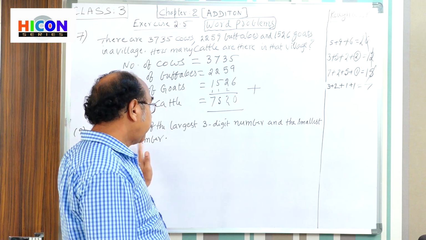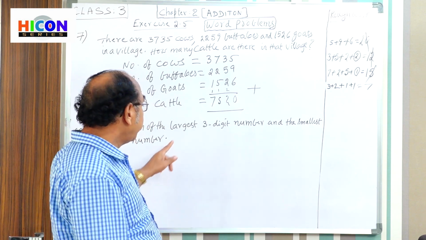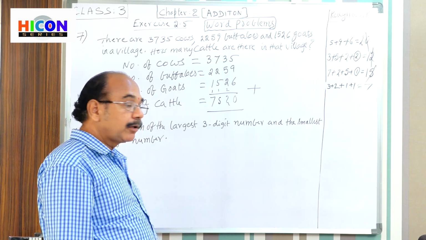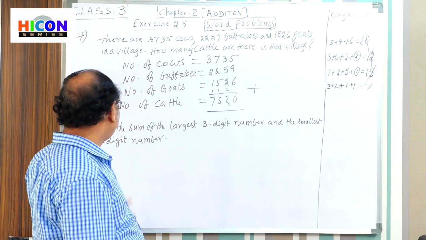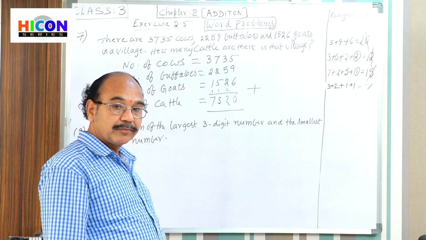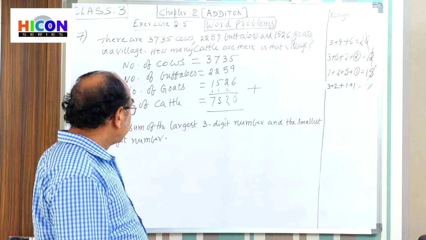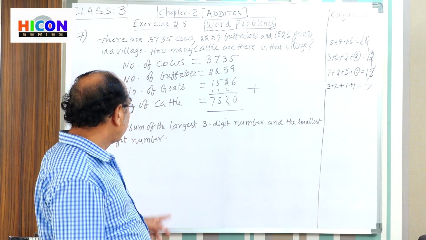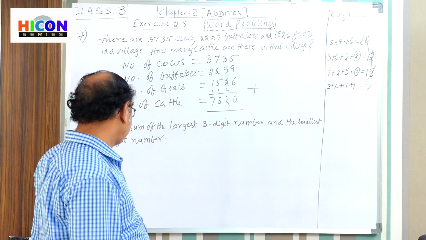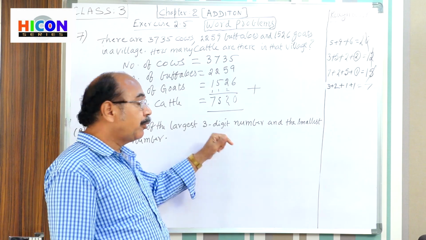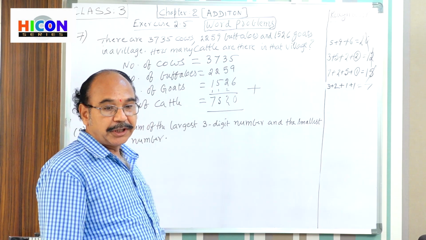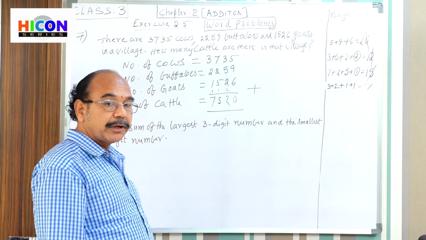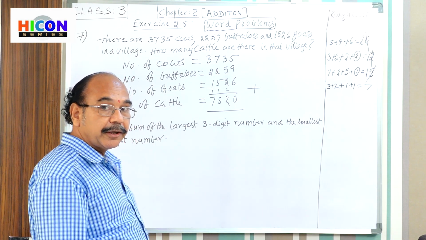Now come to the next question. Find the sum of the largest 3-digit number and the smallest 4-digit number. This is the question. In the question, what we mentioned here, largest 3-digit number. What is the largest 3-digit number? The largest 3-digit number is 999.